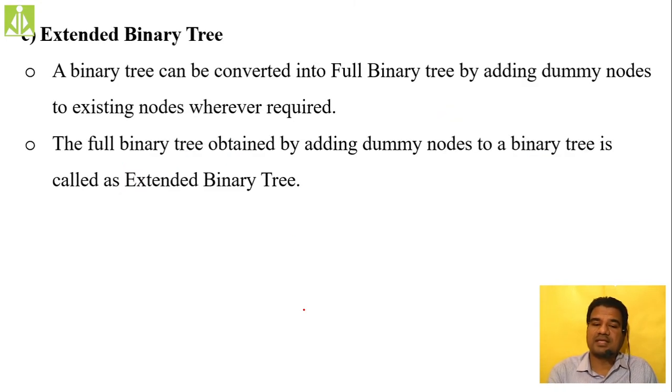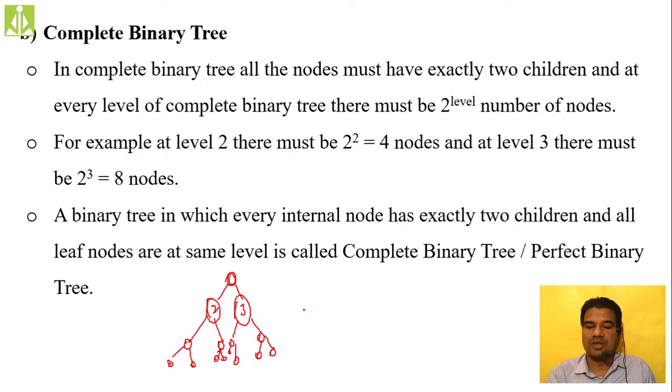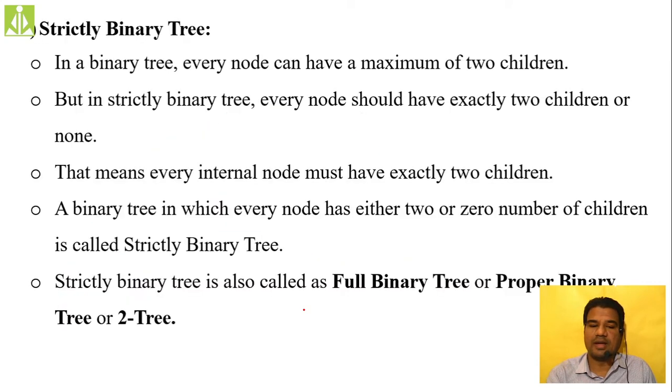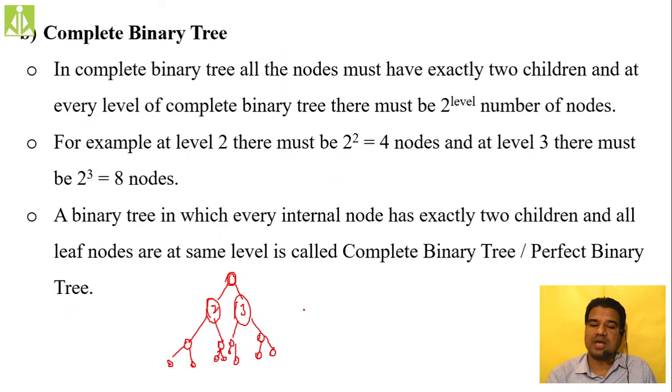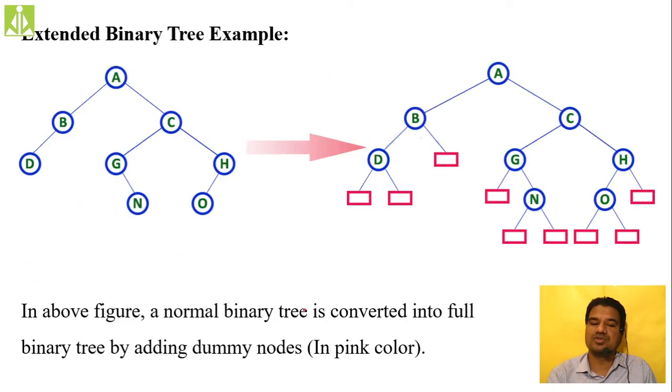Then we have the extended binary tree. In order to make a tree a full binary tree, that is nothing but a strict binary tree, if some nodes are missing, you can just add those nodes and you can make that tree an extended binary tree.